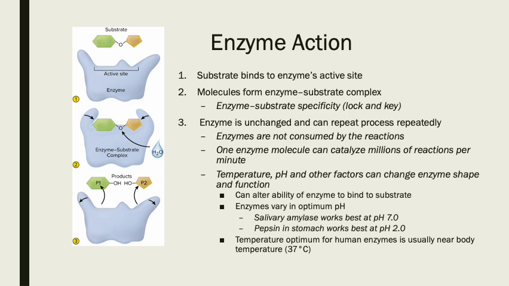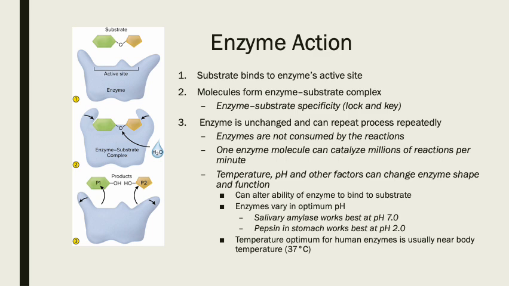Other things that can change the shape and function of an enzyme are temperature, pH, and other factors such as bacteria and things like that in the body. They can alter the enzyme's ability to complete its job by altering its ability to bind to a substrate. So if it cannot bind to the substrate, it's not going to be able to form that complex and do its job.